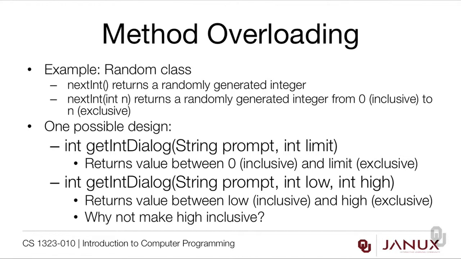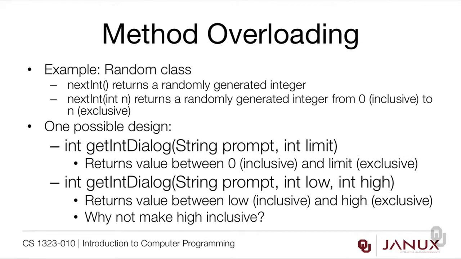We'd have int getIntDialog with a String prompt and an int limit, which would return a value between 0, which would be inclusive, and limit, which would be exclusive. We could also have another method called getIntDialog with parameters String prompt, int low, and int high. This would return a value between low inclusive and high, which would be exclusive.